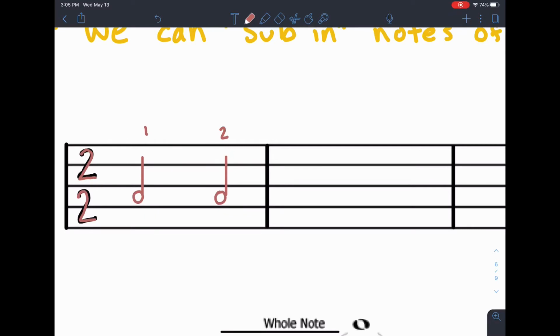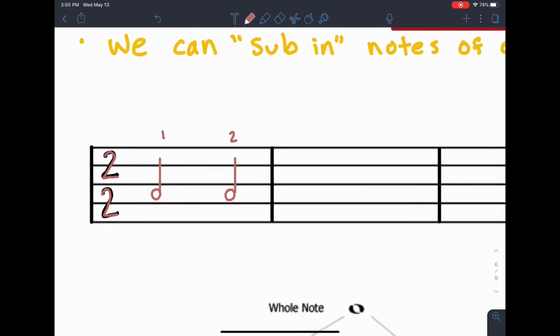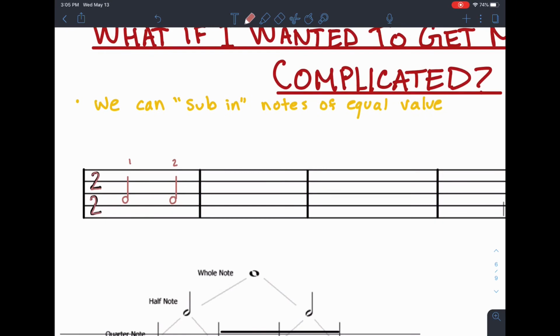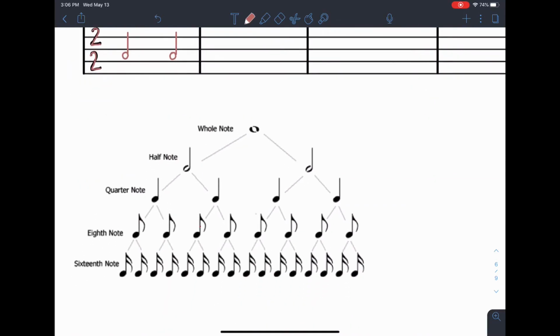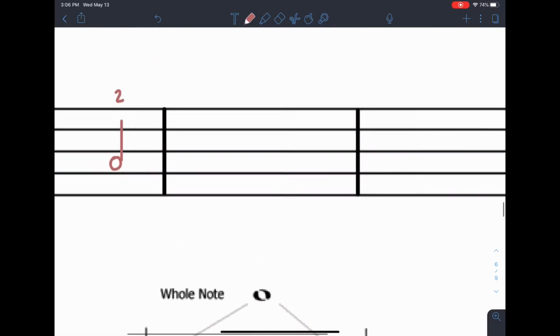But because this is music, things get a little bit more complicated than having 2 half notes, right? So the rule, the golden rule, I wrote it in gold so we know, is we can sub in notes into a time signature bar of equal value. So I took the liberty of copying out our tree diagram, again, the most important diagram a percussionist can have, and we want to sub in equal notes. Okay, so again, we always have to operate under the constraint of having 2 beats in a bar.